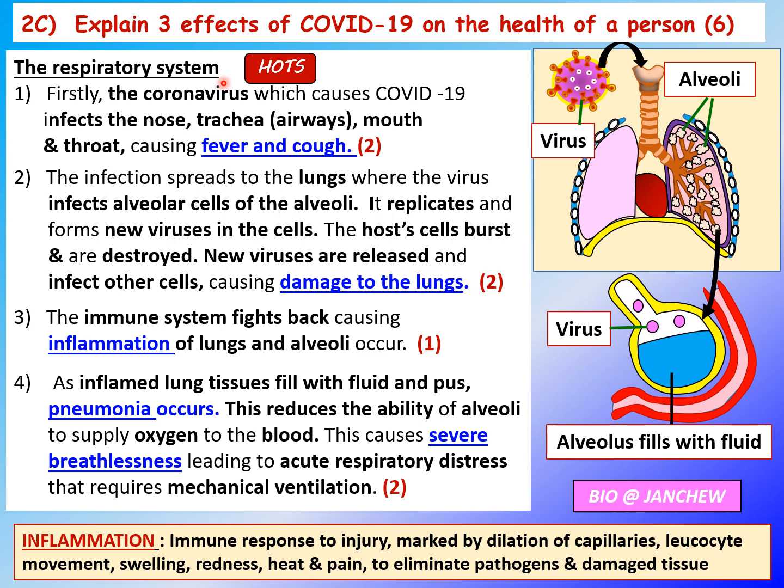Now for the respiratory system, this is the first system that the coronavirus, which causes COVID-19, will attack. So this virus will first infect the nose, the trachea, which are the airways, the mouth and the throat region, and cause fever and cough. Now, the occurrence of fever will be explained more in the slides that are coming up.